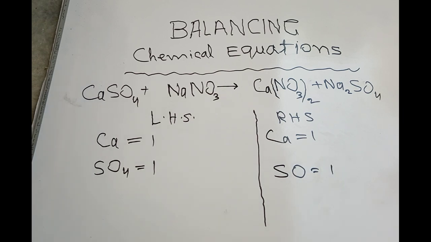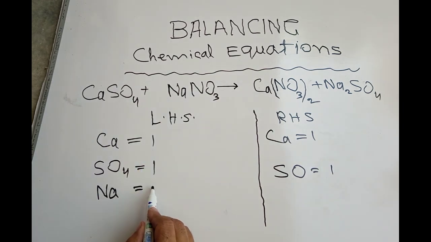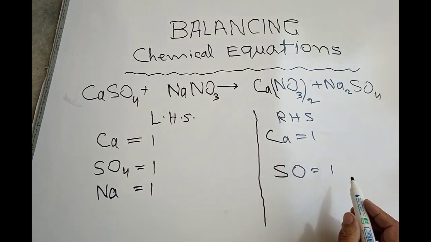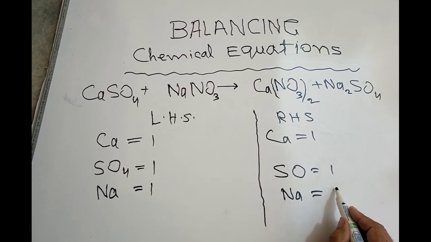Now we come to Na. Here on the left hand side Na is 1, while on the right hand side Na is 2. So there are 2 Na on the right hand side and 1 on the left hand side.